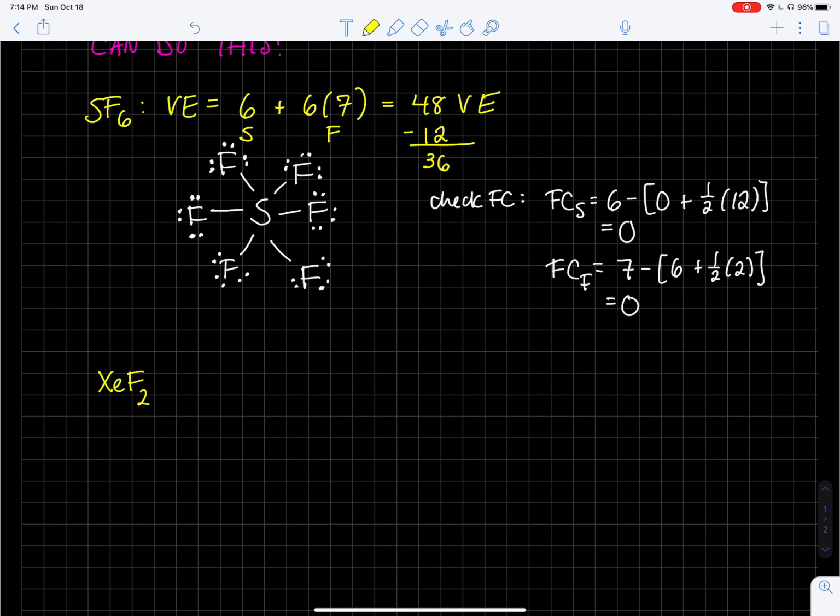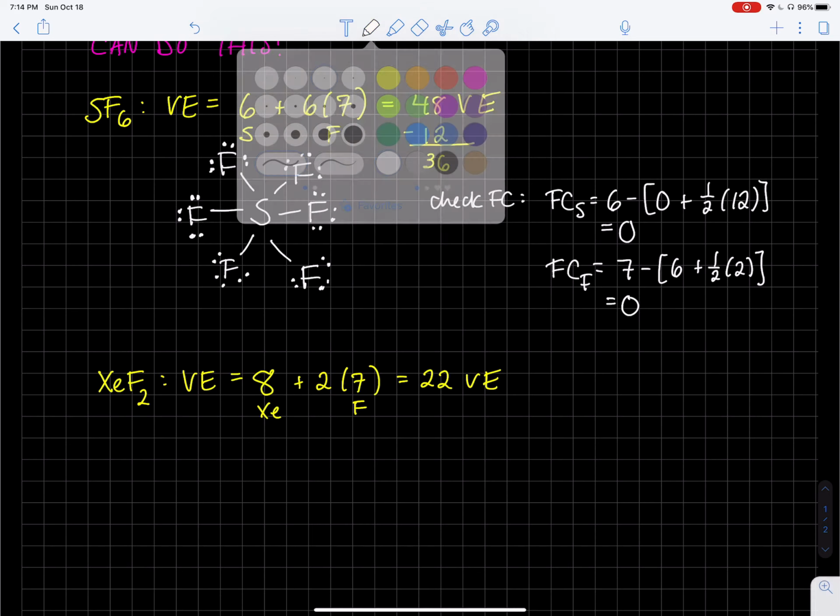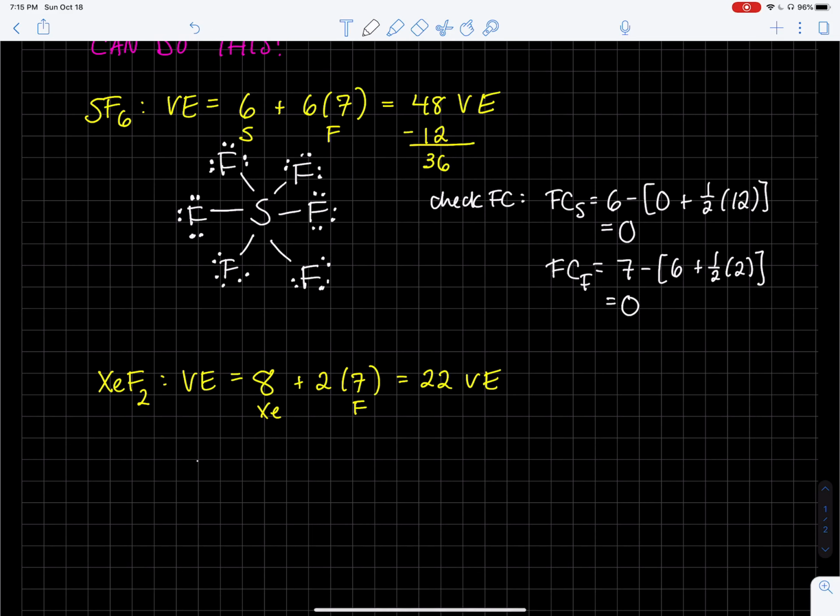XeF2. Okay, so the valence electrons here, xenon is a noble gas. It has 8 valence electrons. Fluorine has 7. Just like to label those so I know I've done my work. And so we have 14 plus 8, or 22 valence electrons. Okay, so again, the structure, we don't have a lot of choice on the structure. Fluorine has to go on the outside, so I'll draw it like that.